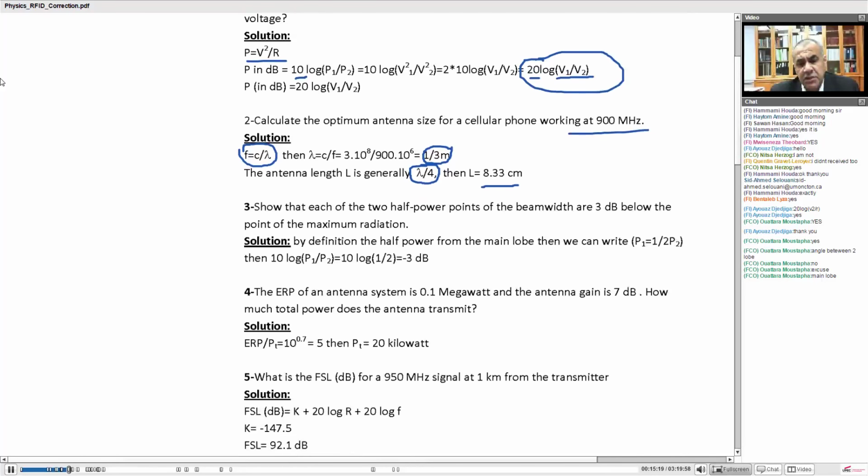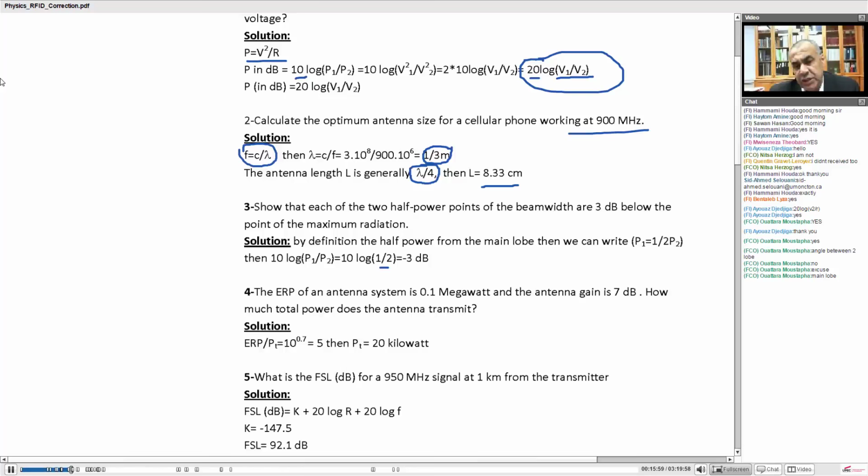Okay, so very easy. Remember, when you are using the logarithmic scale with logarithm and the linear scale of the power. So we assume that we are searching about the half power of the maximum lobe. The half power is P1. P1 is the half power of P2, which is the maximum of the lobe. So if I take 10 logarithm base 10 of P1 divided by P2, we have 10 logarithm half here. Because we have this, it is exactly minus 3 dB.